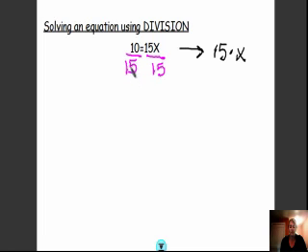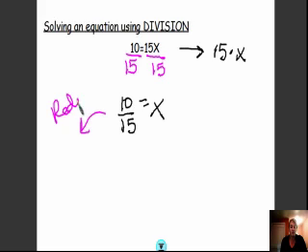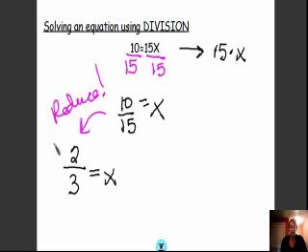Whatever I do to one side, I must do to the other. So once I divide 15 by 15 here, I just get x on the right, and I get 10 divided by 15 on the left. Now I can reduce this. Whenever you can, reduce as much as possible. Always reduce. This means I'm looking for some number that will go into both 10 and 15. That happens to be 5. So when I take 10 and divide 5 out of it, I get 2 left. When I take 5 and divide 5 out of 15, I get 3. So my answer here is x is equal to 2/3.